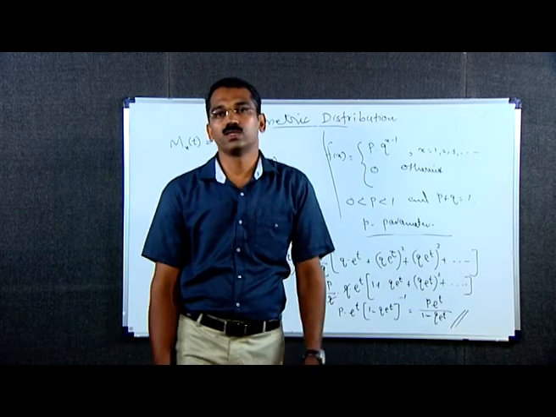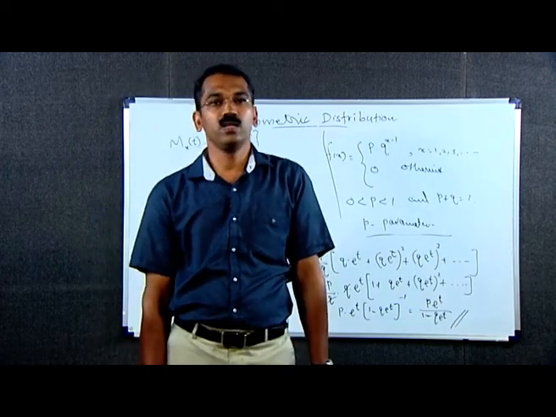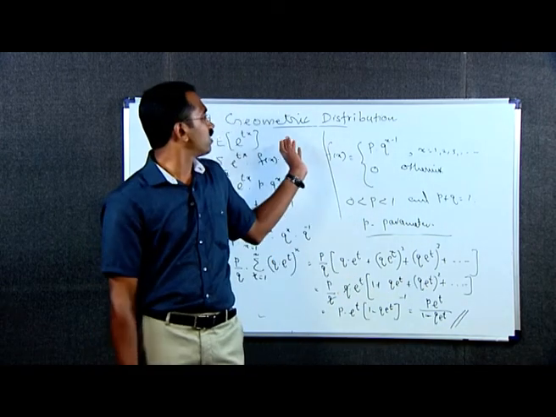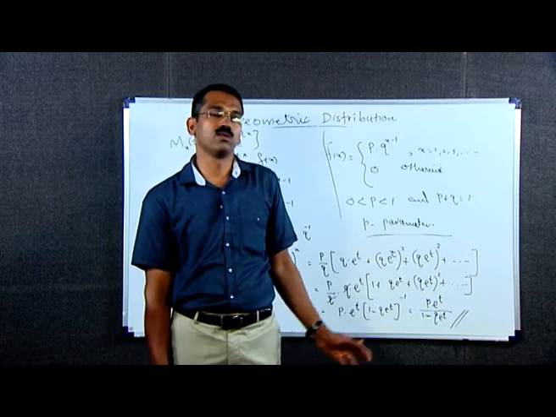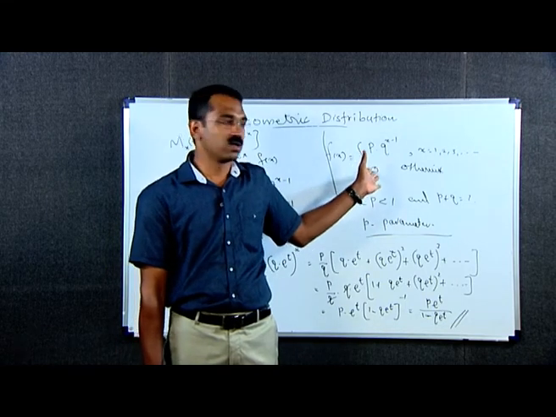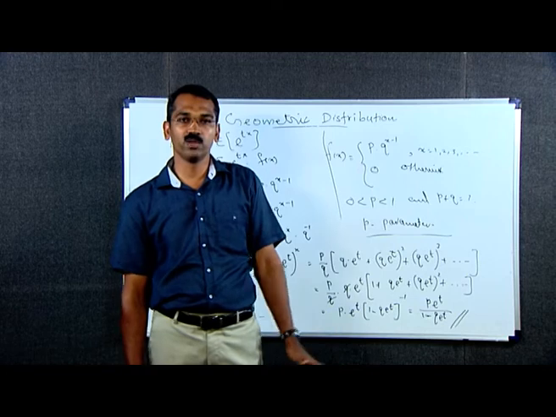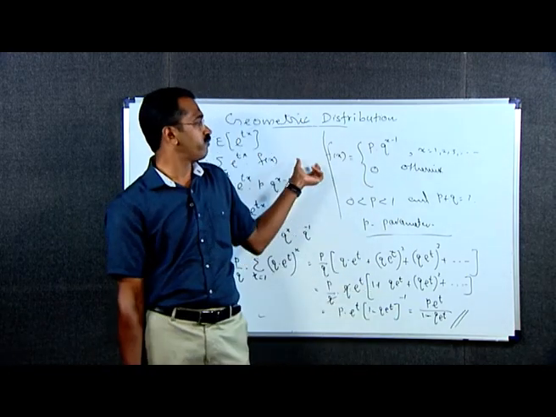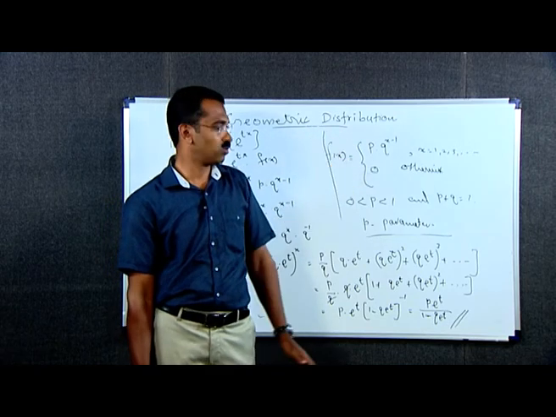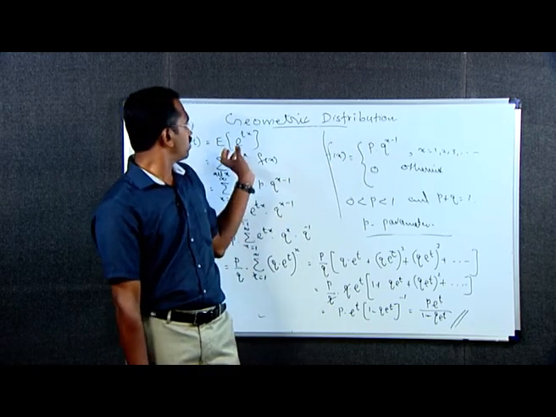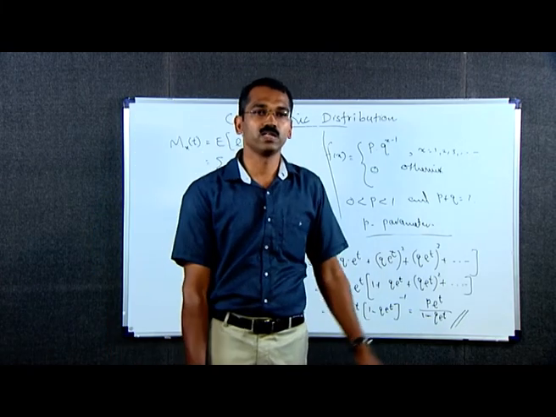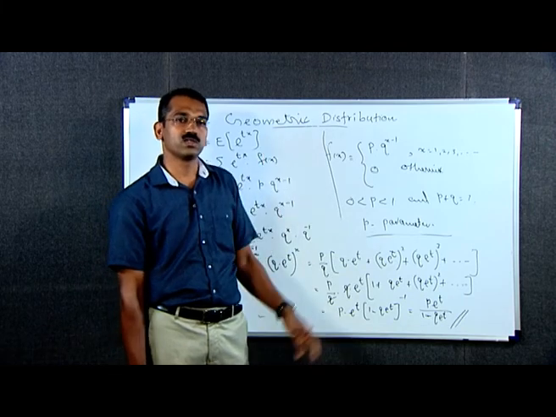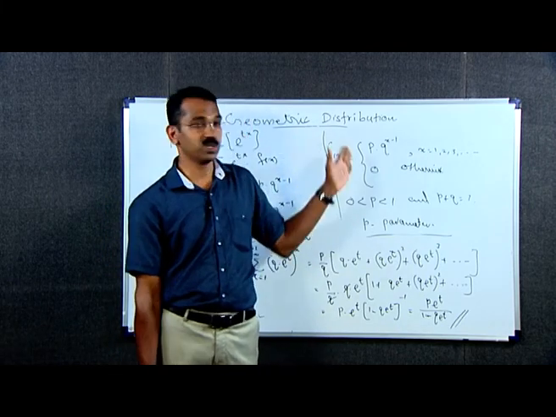Now let me conclude this session. In this session, we just discussed the geometric distribution. We verified that this f of x is a PMF, and we derived mean of this geometric distribution is 1 by p, and we derived the variance of x, standard deviation, and the moment generating function of this geometric distribution.